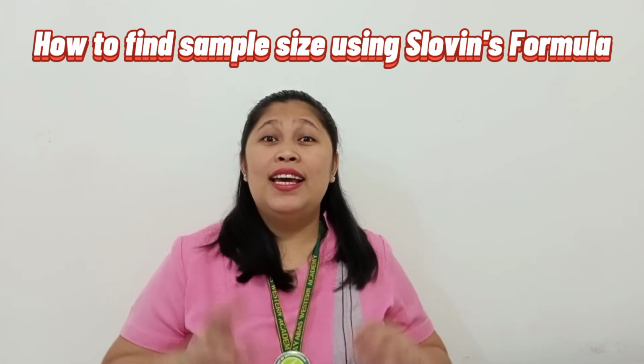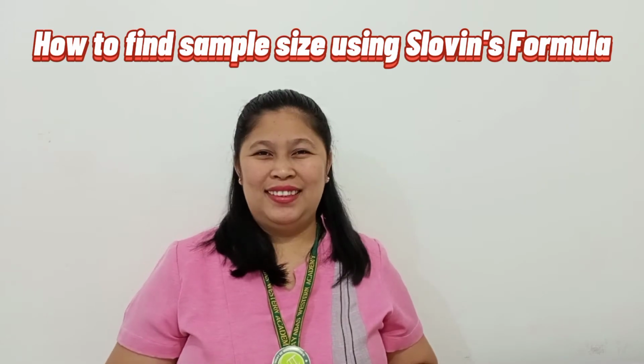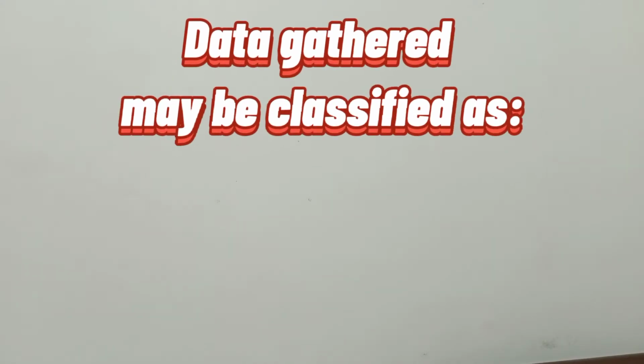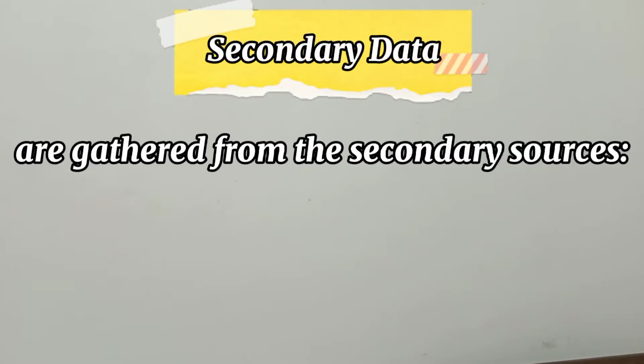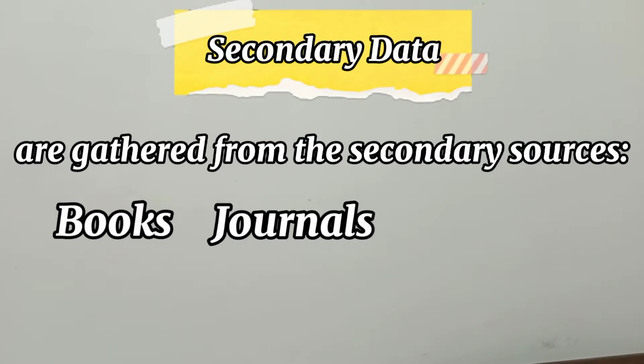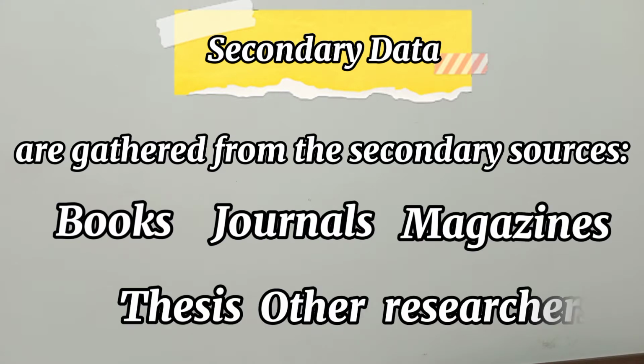So for today, we're going to discuss how to find the sample size using Slovin's formula. Okay class, it is said that the data gathered may be classified as primary or secondary. Primary data are information gathered directly from the source, while secondary data are gathered from secondary sources such as books, journals, magazines, or theses of other researchers.